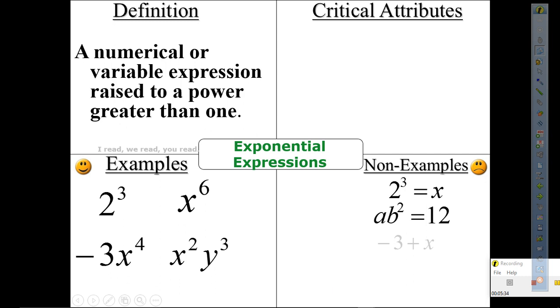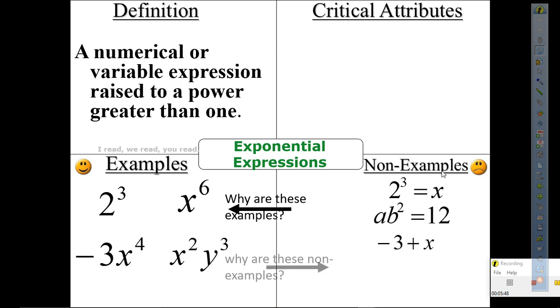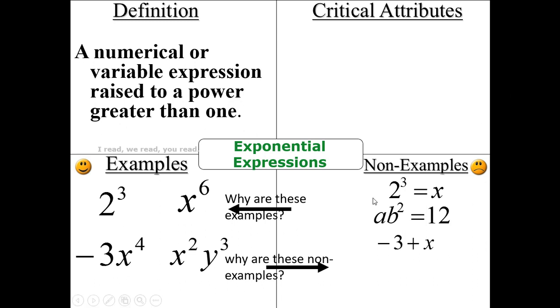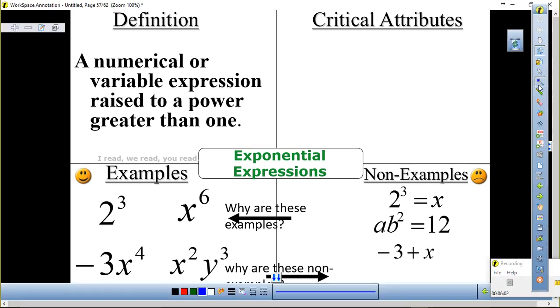Copy those. As you're copying those, start thinking, if these are exponential expressions, then why are these not exponential expressions? Talk it over with your neighbor. Why are these not exponential expressions? All right. Let's start with this one right here. Jaylene, why is that not an exponential expression? Because it's an equation. Does everybody see that? Okay, pass someone. Jesse, how about this one? Why is this not an exponential expression?